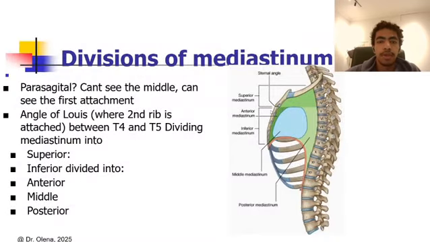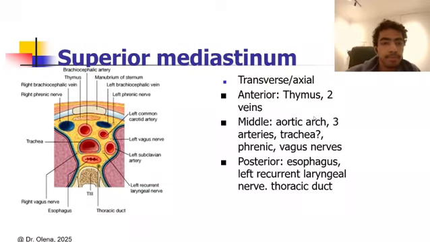So we can divide the mediastinum into four parts divided by the angle of the V, which is where the second limb attaches to the sternal body, or in between the fourth and fifth thoracic vertebrae. And it can be divided into the superior and inferior mediastinum. Now, the inferior can be further divided into the anterior, the middle, and the posterior.